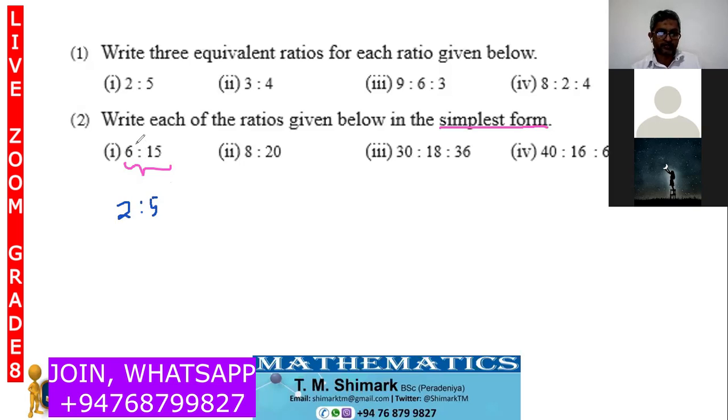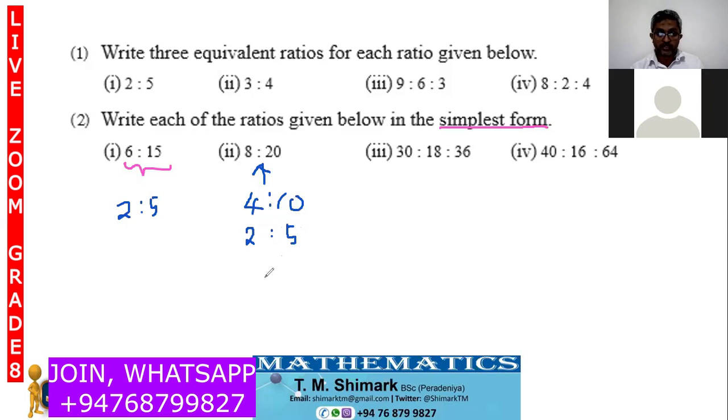If you divide this by 3 and divide this by 3, you will get 2:5. After this, you can't divide, right? So if I ask you for this one, what will be the simplest form? 4 by 10. 4 by 10 is not the simplest. 4 by 10 also you can tell, 4:10 also you can tell, but not the simplest. Still you can divide this by 2. Divide this by 2, and this by 2, means 2 by 5. Can you divide more than this? No, we can't divide more than that.